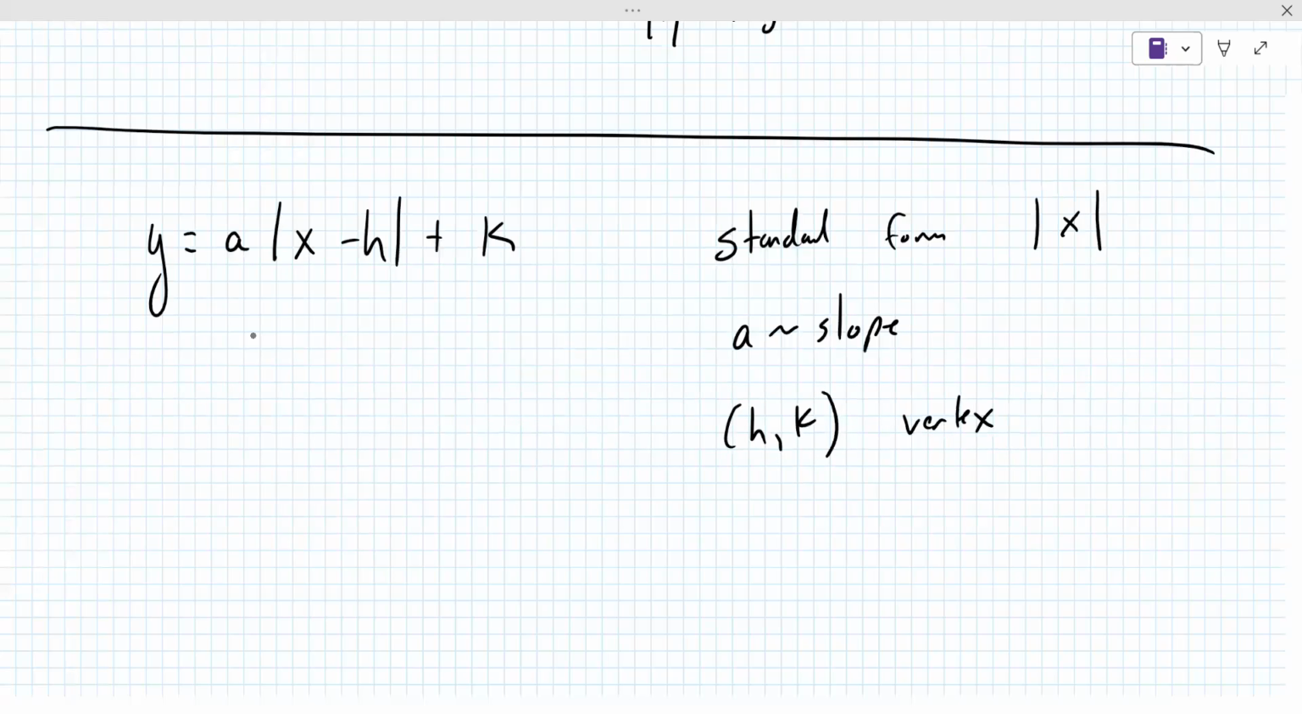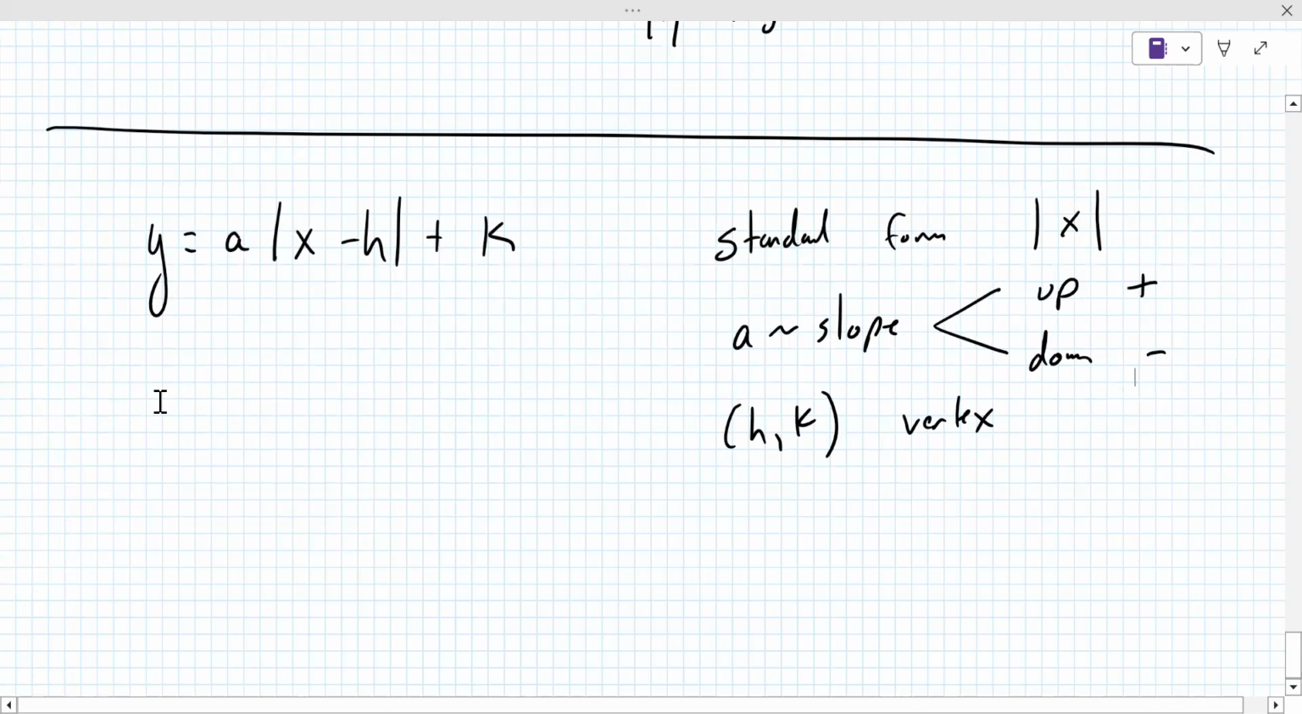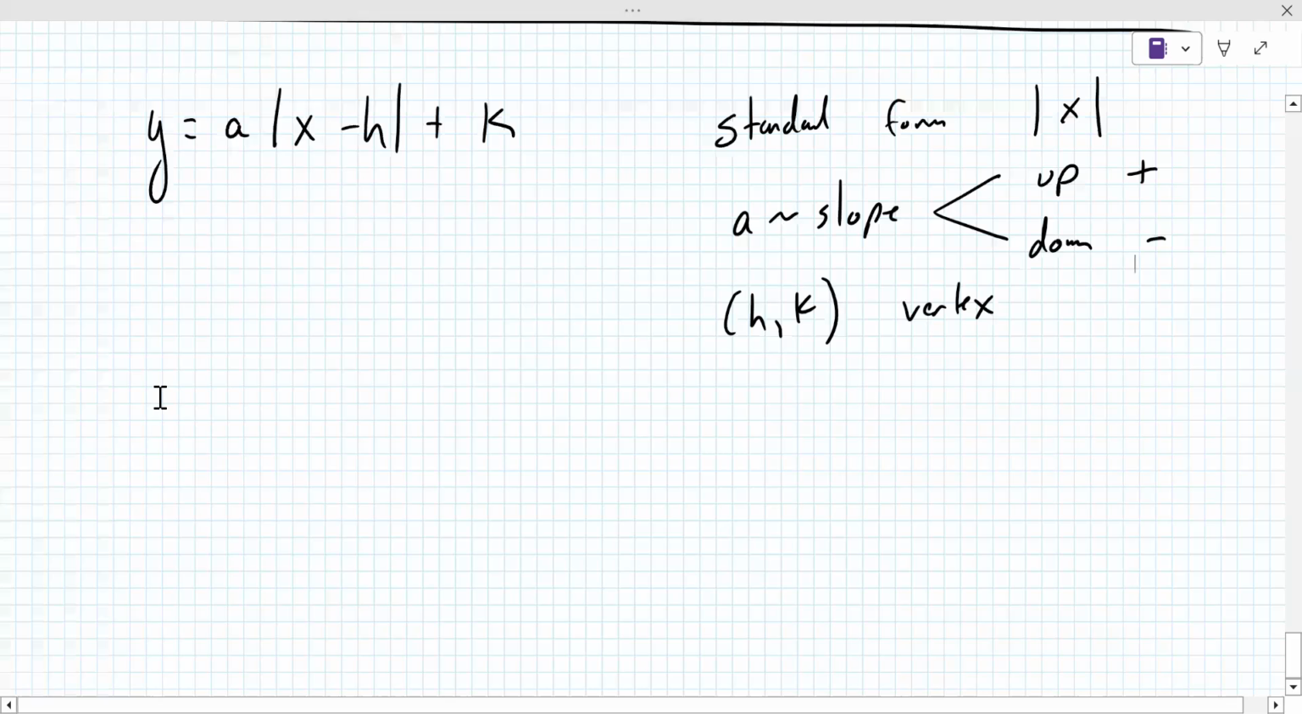That's really good. A also tells you whether it opens up or down. Do you remember how you decide whether it opens up or down based on the A value? Negative or positive? So if it's positive, it opens up, and if A is negative, it opens down. Okay.